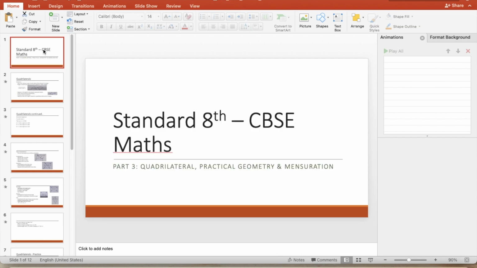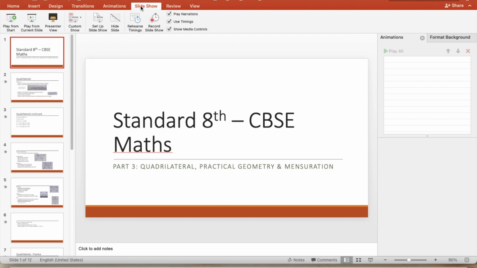Another series of mathematics 8th standard, but this would be part 3, more towards geometry like quadrilateral, practical geometry, and mensuration, mostly dealing with measurement of different shapes and all. So this would be quite different than the regular maths that we have done so far, but this is also necessary. So let's focus on this. Let's start with the slideshow.